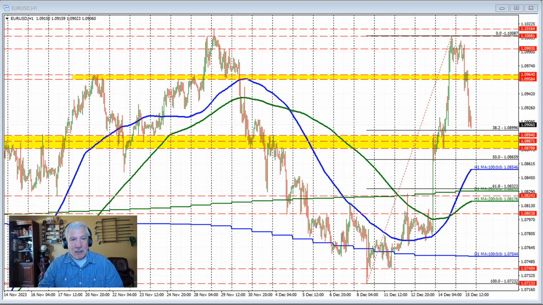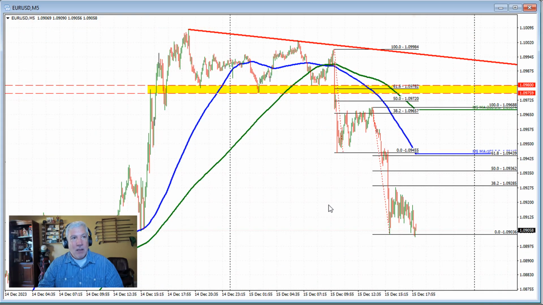Now, taking a closer look at this pair on the 5-minute chart, you can see that the price move to the downside today really got started after consolidation in the Asian session. Then we saw this spike move to the downside that was helped by flash manufacturing PMI data. The corrective move to the upside did find resistance in the 38.2 to 50% retracement of that leg to the downside. That kept the sellers more in control, and we saw another leg to the downside.